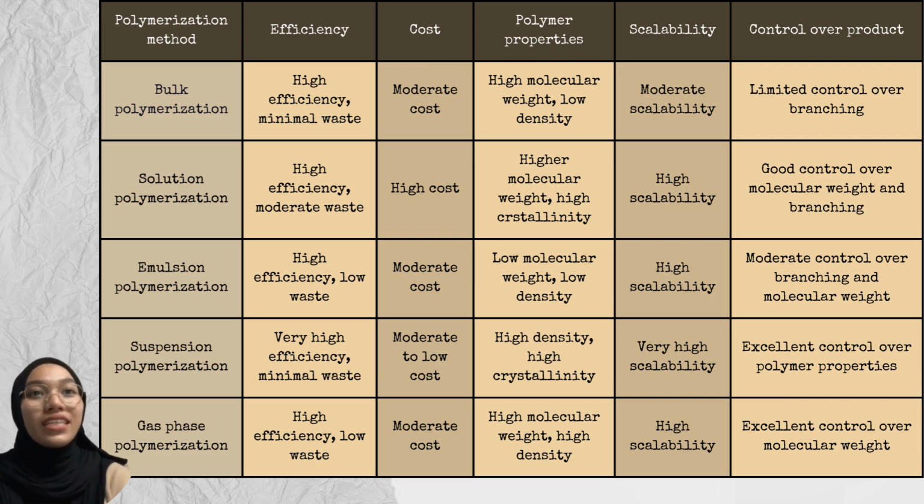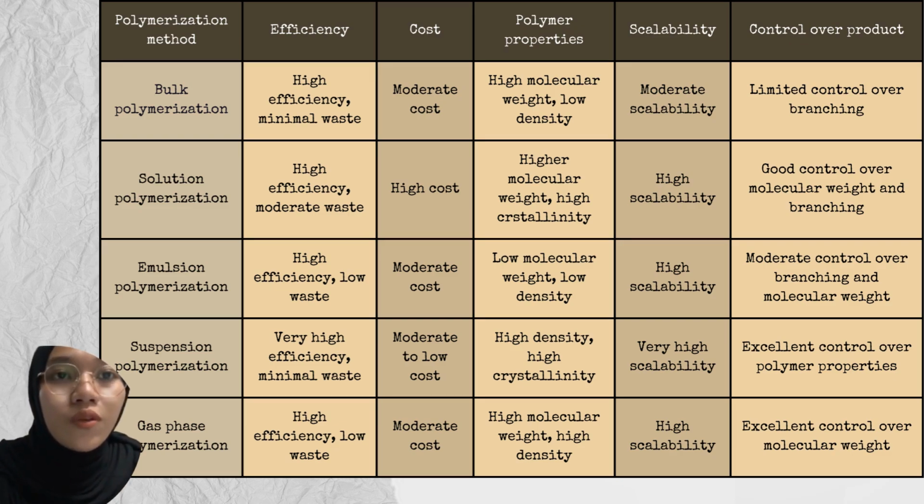The last one is gas phase polymerization. The efficiency of gas phase polymerization is high and the waste is low. The cost is moderate, and the polymer properties are high molecular weight and high density. For scalability, it is high, and the control over product is excellent control over molecular weight.